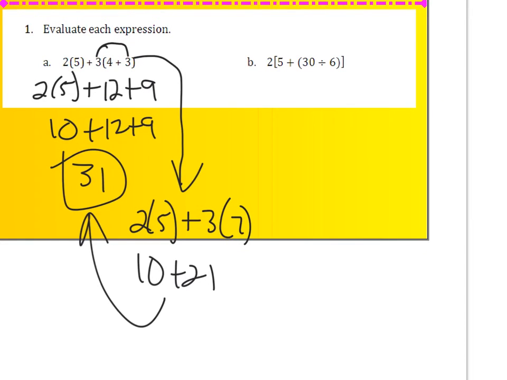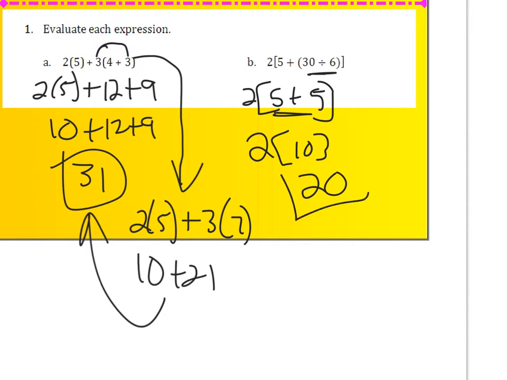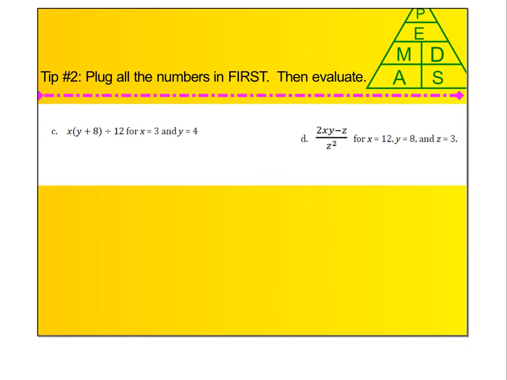For letter B, again, I'm evaluating this because there's no equal sign. I got to do that first. Plus 30 divided by 6 is going to be 5. So now I can take care of parentheses first. So that's 2 times 10, so that's going to be 20. And actually I'm doing addition first because the addition is inside parentheses. Inside parentheses means take care of that first before you do the outside.